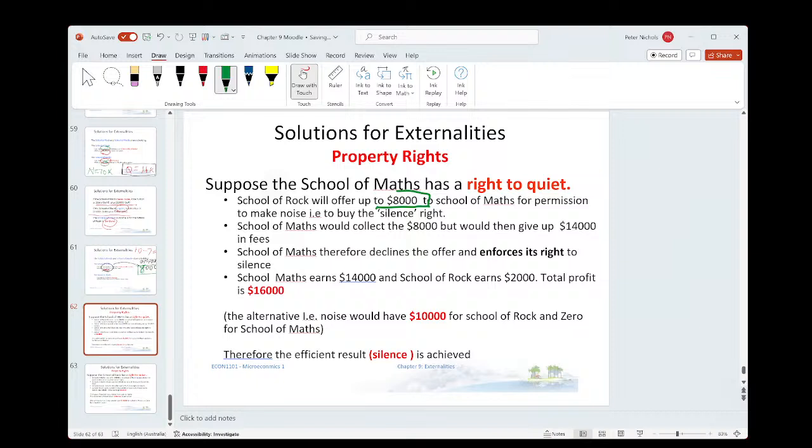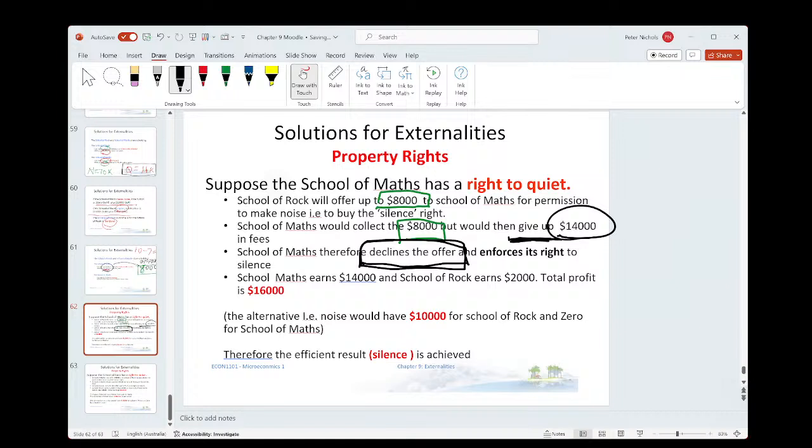The School of Maths would then collect the $8,000, but then it would be noisy. And so when they collect the $8,000 from the School of Rock, it's noisy, and their fees actually fall from $14,000 to zero. So they're not going to accept $8,000. The School of Maths declines the offer because in order for the School of Maths to accept the offer, the School of Rock would need to offer them more than $14,000, and the School of Rock cannot afford to do it.